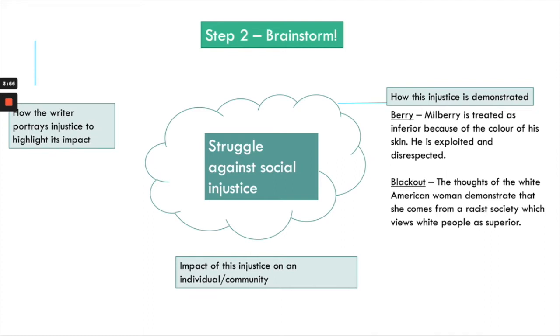The next one, in Blackout, the thoughts of the white American woman demonstrate that she comes from a racist society which views white people as superior. And then we look at the impact of this injustice on an individual or the community. So that's the second part.